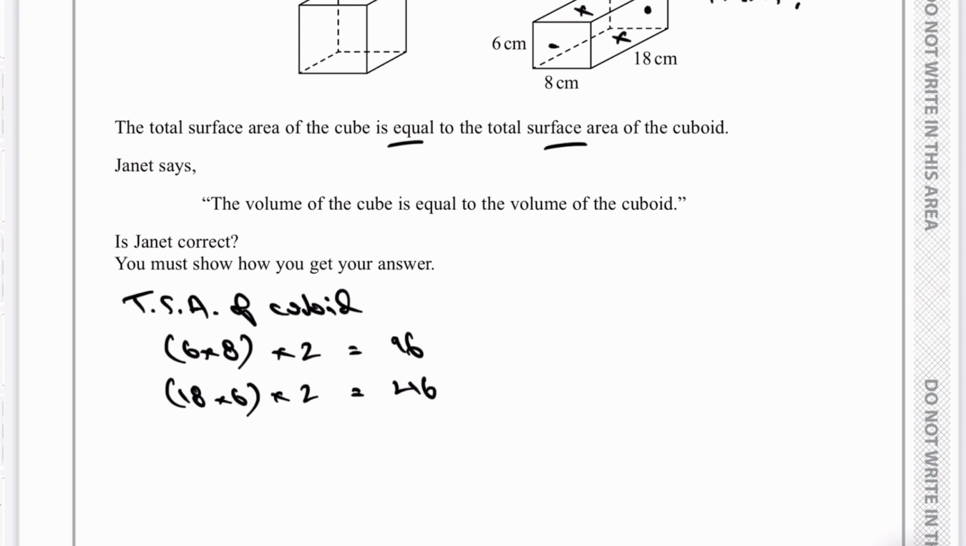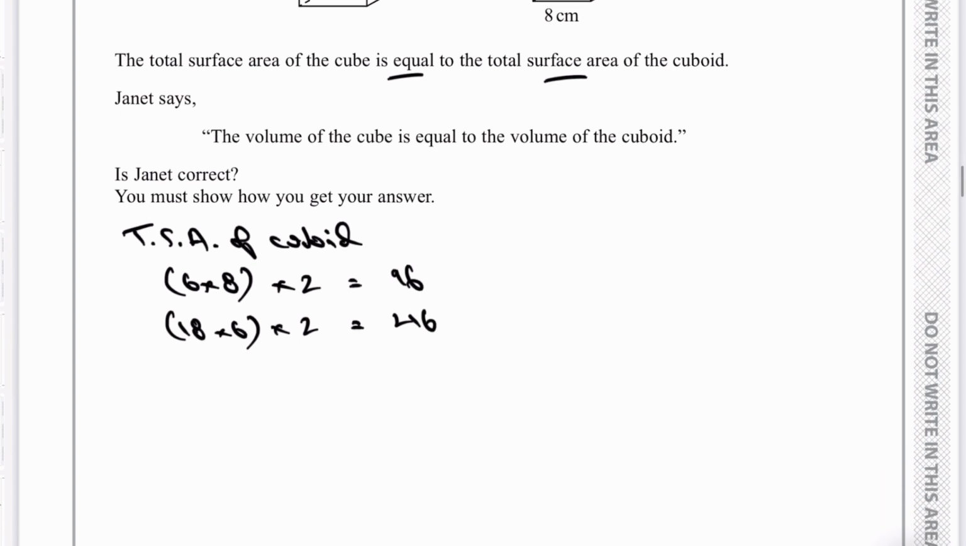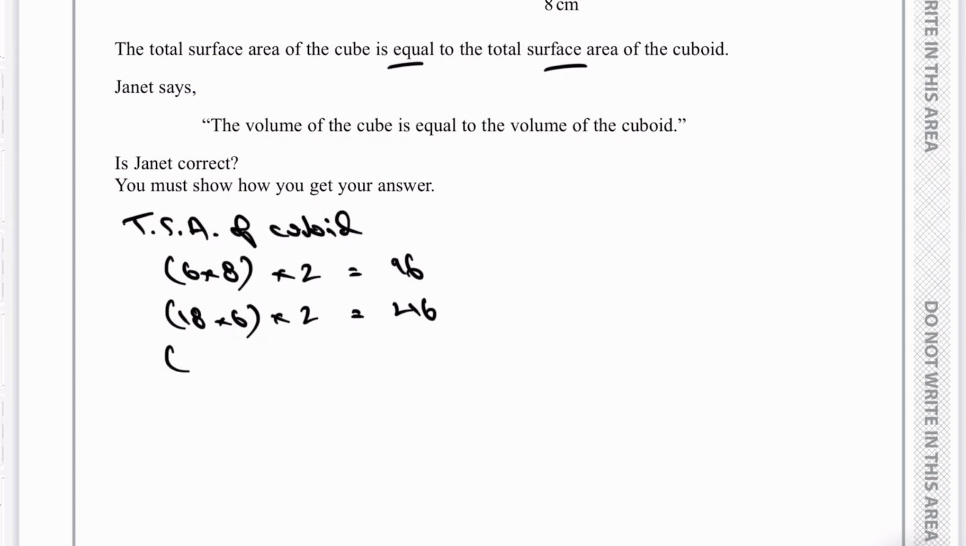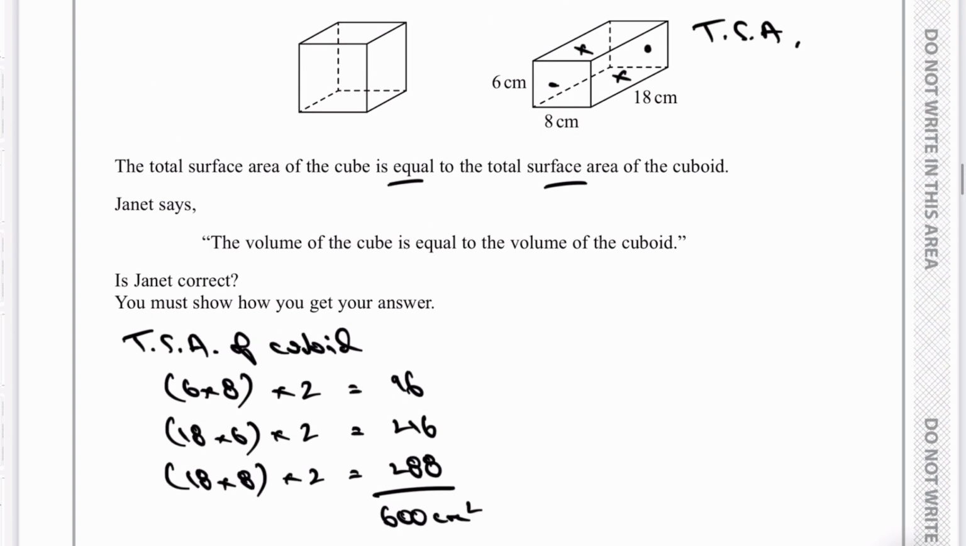And then finally I'm going to look at the top and the bottom. I'm just going to move this up very slightly, and that's going to give me 18 times 8 multiplied by 2, and that's going to give me 288. Now when I add all of those sides together, it means that the surface area of the cuboid is 600 centimeters squared. Okay, hopefully that's all right.